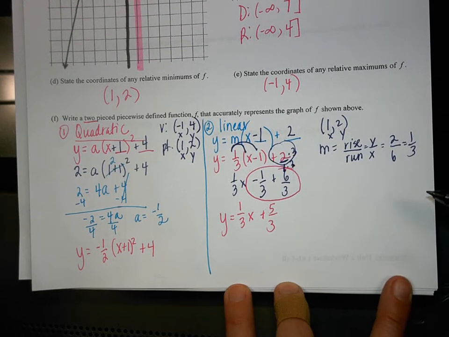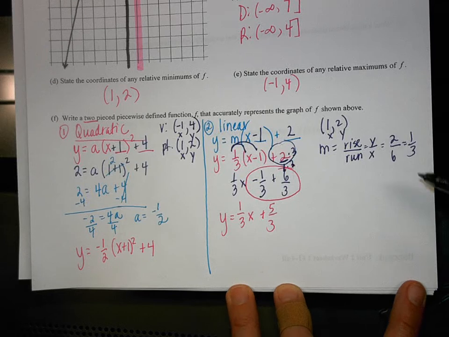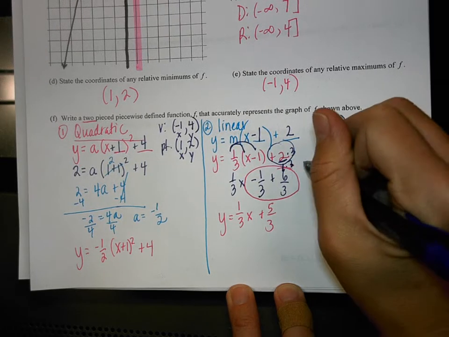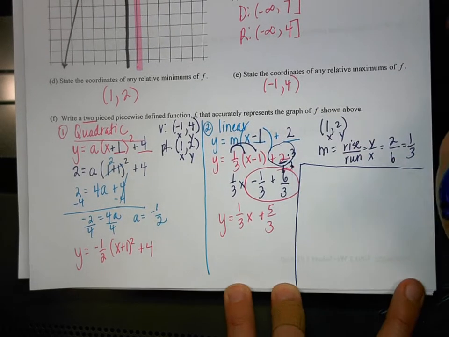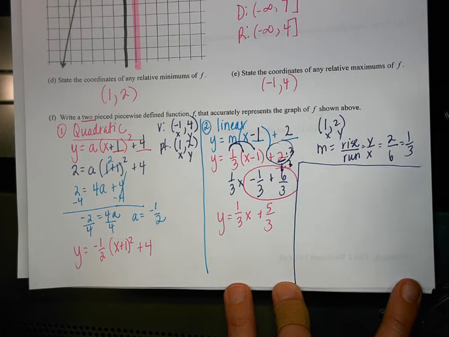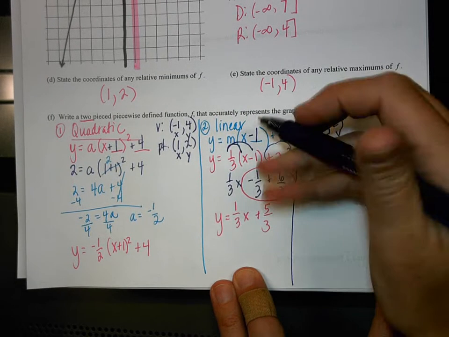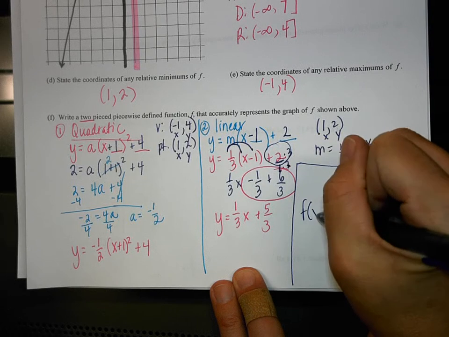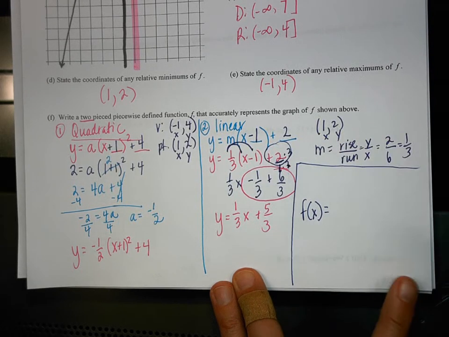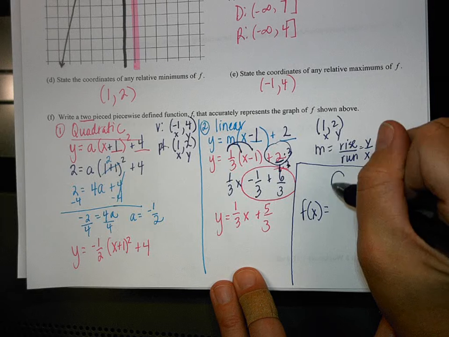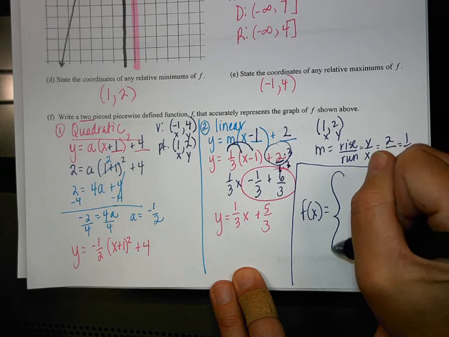Now we're going to write our piecewise function. Okay? So I'm going to kind of box this out here. So when you are writing your piecewise functions, they already told us that this function is f of x. Okay? Equals. And we are going to do a brace, like that.